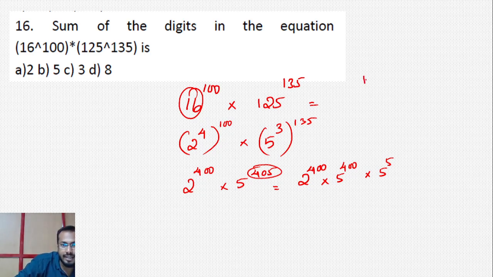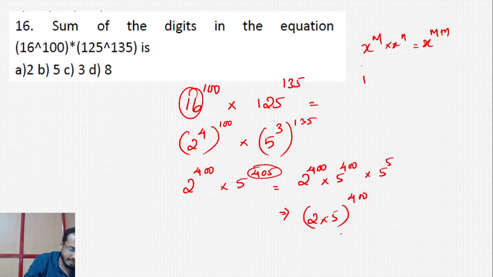So x power m into x power n, this is the formula: x power m into x power n, I can write as x power m plus n. So that's how I can write here. Now, next step, 2 into 5 power 400, I can write like this, into 5 power 5.